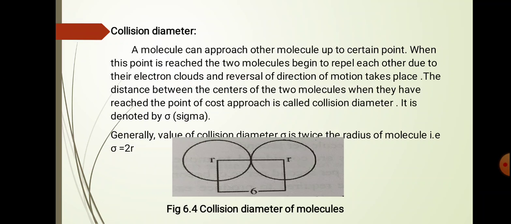What is meant by collision diameter? A molecule can approach another molecule up to a certain point. When this point is reached, the two molecules begin to repel each other due to their electron clouds, and reversal of direction of motion takes place. The distance between the centers of the two molecules when they have reached the point of closest approach is called collision diameter. It is denoted by sigma. Generally, the value of collision diameter sigma is twice the radius of the molecule, that is sigma is equal to 2r.